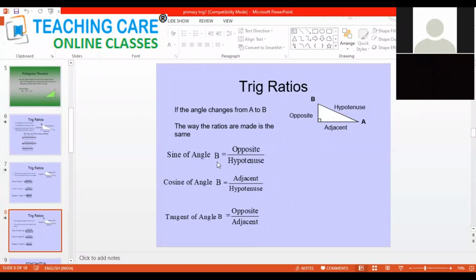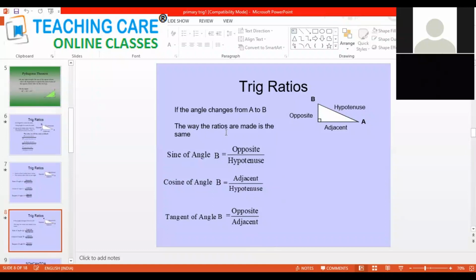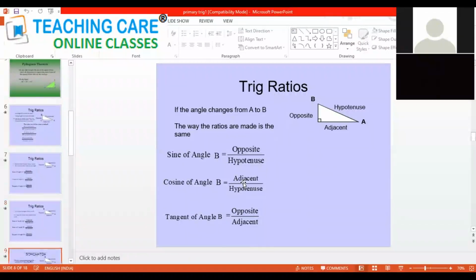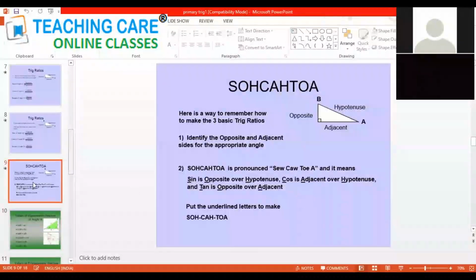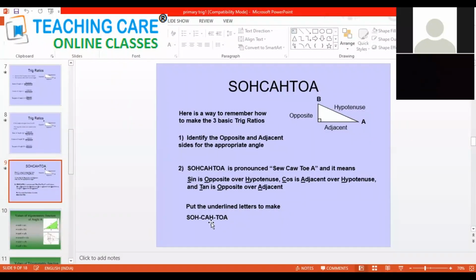Suppose you take angle B, the formula will not change. Keep that in mind. The way the ratios are made is the same. If it is angle B, the formula is also going to be the same. The numbers can change, but the formula is going to be the same. So that's what I was talking about with SOH-CAH-TOA. Here's a way to remember how to make the three basic trigonometric ratios: sine is opposite over hypotenuse, cosine is adjacent side over hypotenuse, and tangent is opposite over adjacent. So put the underlined letters together to make it. Understood? Got it?